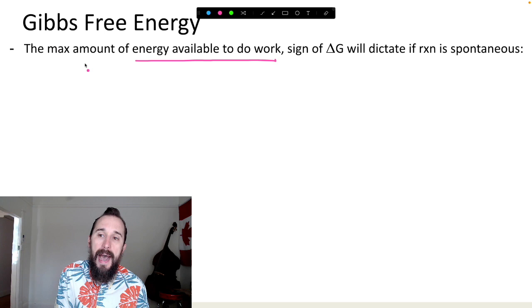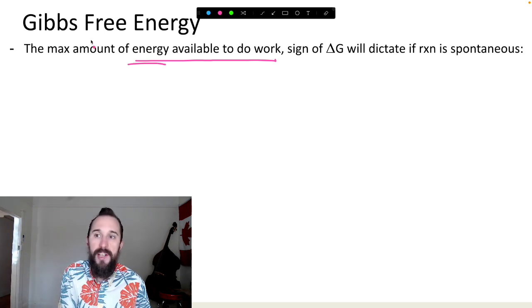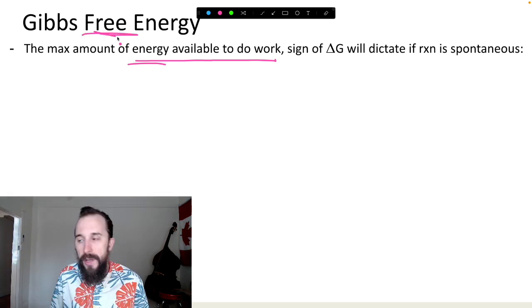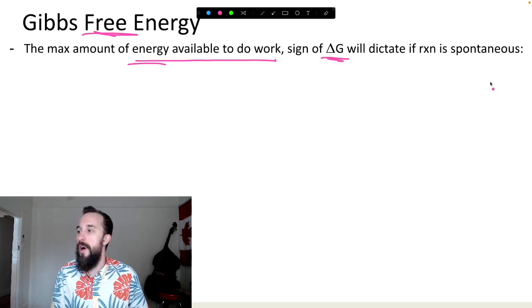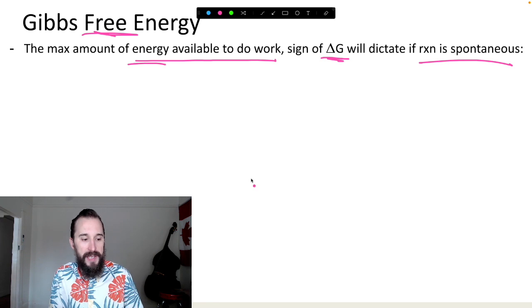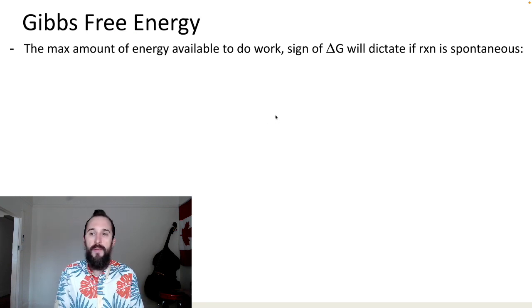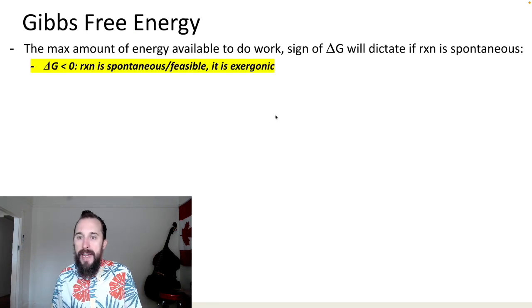So we need energy available. There needs to be energy free to do this useful work. That's where the sign of delta G will tell us if this energy is available or not, and therefore dictate if the reaction is spontaneous. So let's go through the three possibilities we can have.